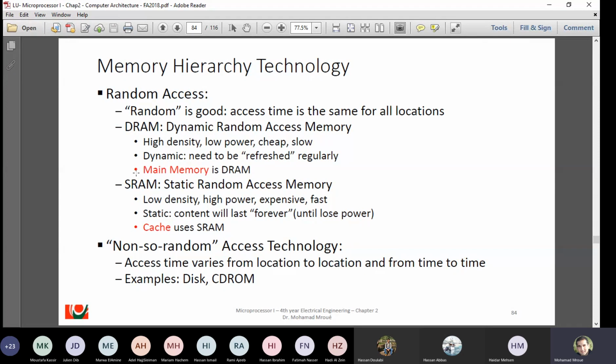For the static RAM, the density is lower compared to DRAM. The power consumption is expensive, and the advantage is that it's faster. Okay, so the contents will last until power is lost, and cache memories are based mainly on static RAM.